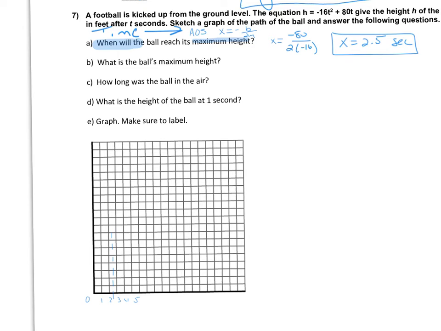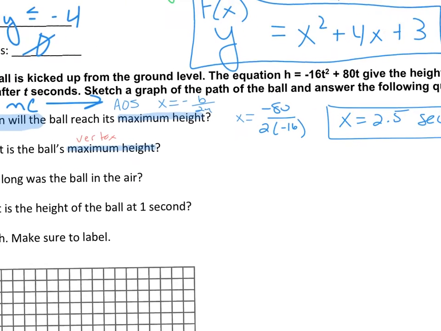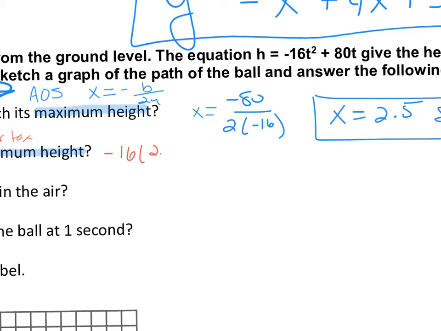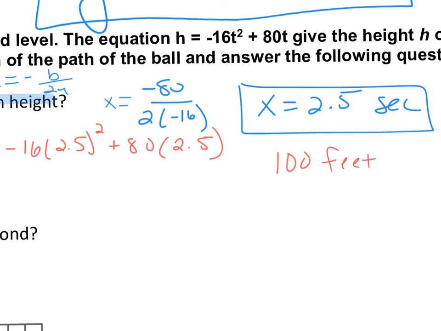What is the ball's maximum height? When it's asking for max height, that's going to be your vertex. So now we're just going to take that 2.5 and plug it in. I'm going to get negative 16 times 2.5 squared plus 80 times 2.5. Type that into your calculator, and I ended up with 100. The ball's in feet, so 100 feet will be my max height.